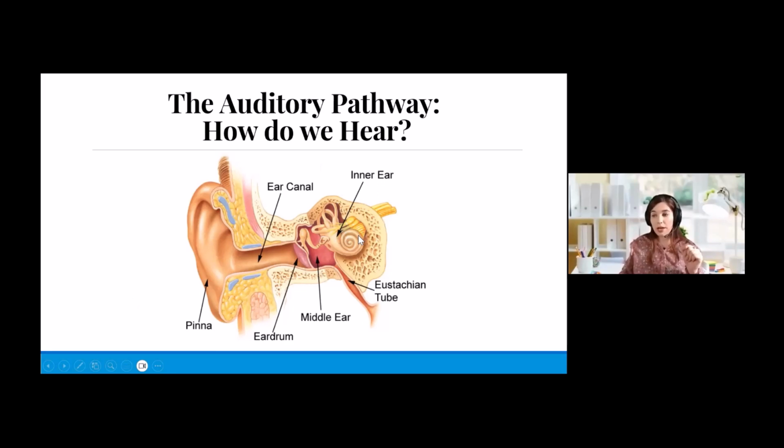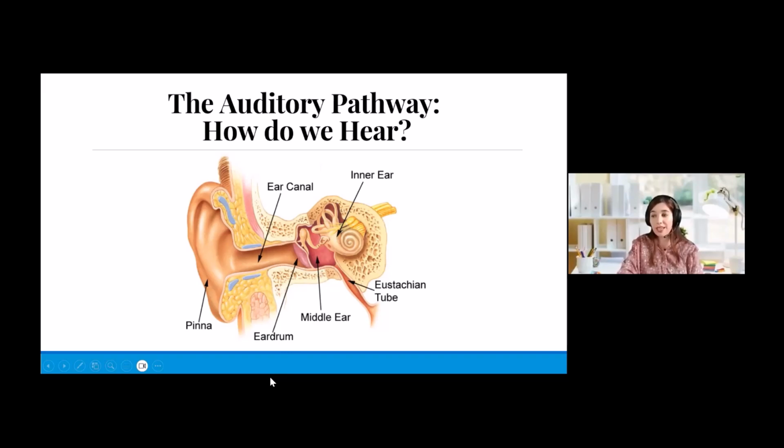The outer part is the collection point, so it collects and directs the sound waves into the middle ear. The outer ear is the part we can see, and it consists of the pinna and the external auditory canal. The canal's job is to transmit these sound waves to the eardrum. The middle ear starts at the eardrum.